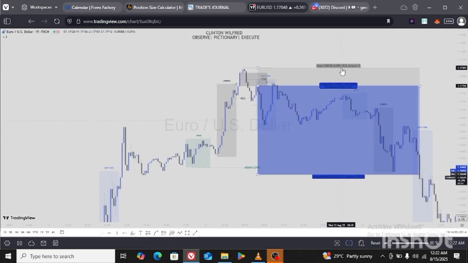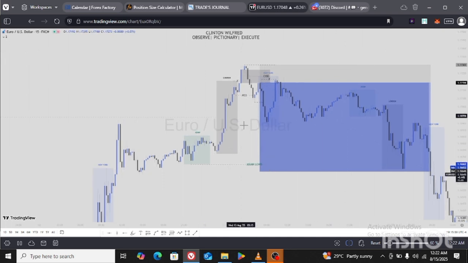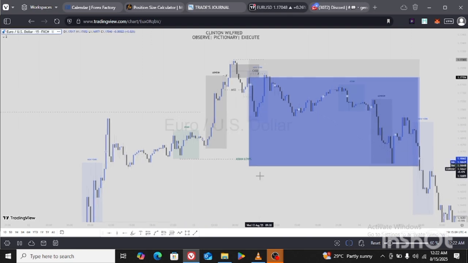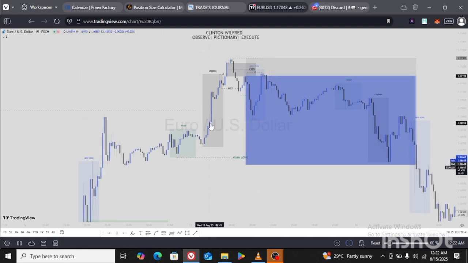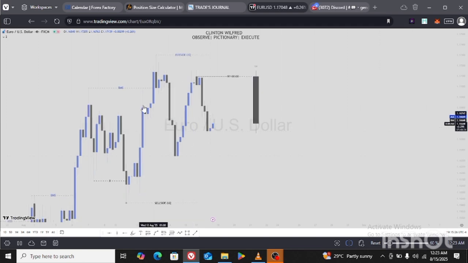So the reason of this trade was we had London. This was a New York short trade. So exactly what was I looking for? Price broke market structure on the 4-hour time frame. Let me show you. Okay, fine. Price broke market structure at this point. Then we had this candle. This candle is a London candle, and we had this New York expansion.